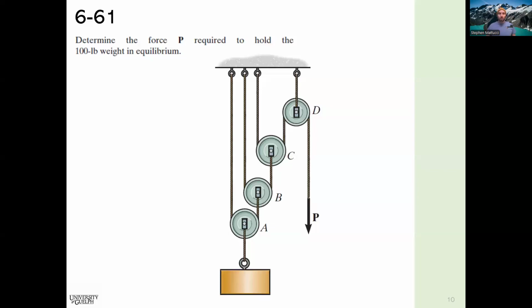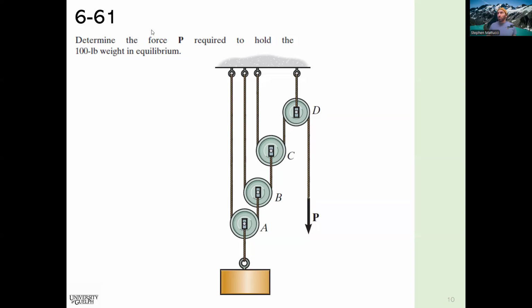Hello, folks, and welcome. Today we're going to be doing problem 661. This is moving into frames and machines. Up till now, we've been looking at rigid bodies, primarily trusses or rigid bodies on their own. Now we're going to be looking at multiple rigid bodies that are connected together. That's really what frames and machines are.